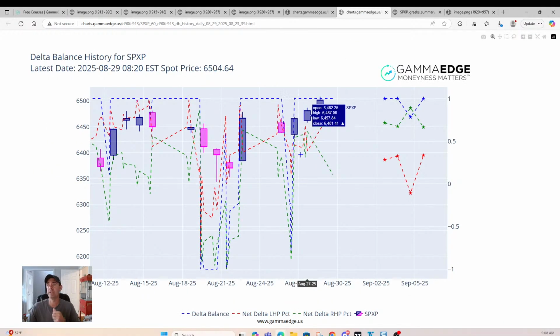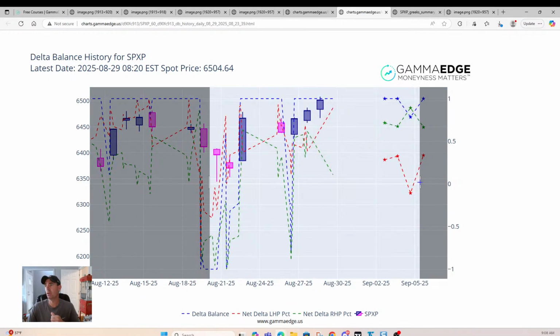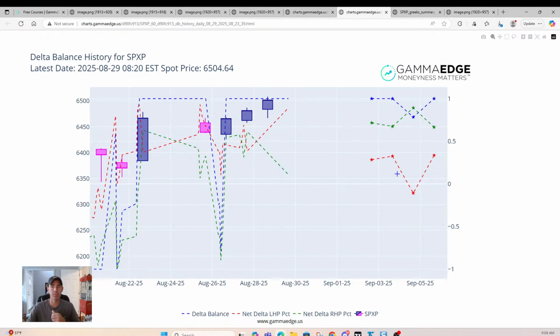All right, moving on to the delta balance. Again, nothing to see here. All of our charts here at Gamma Edge are hyperlinked, so you can zoom in. Again, this is basically separated between the right-hand plane, which is above spot price. That's your out-of-the-money speculation for calls, as well as in-the-money puts.